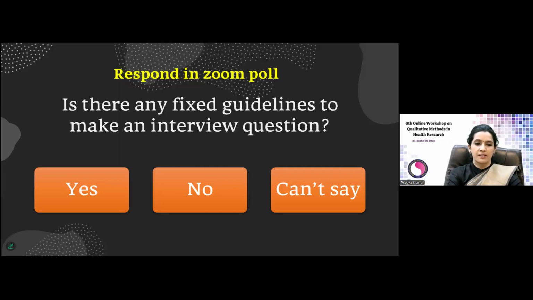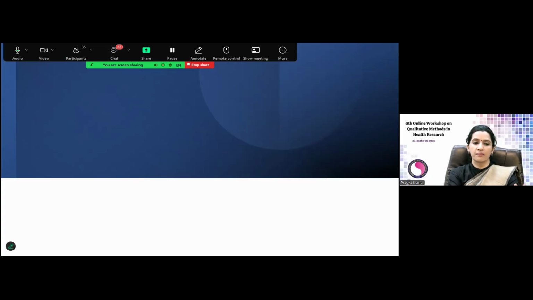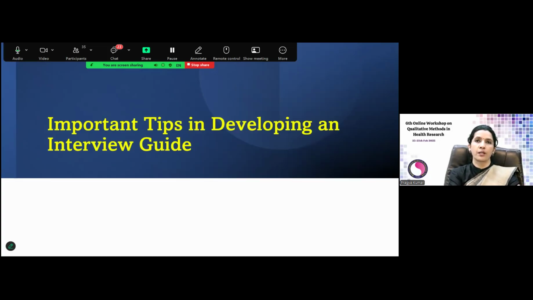So, is there any fixed guideline to make an interview question? Yes, very right. There's no fixed one. The interview guide of a qualitative research is very flexible, but you should remember some important tips if you are making an interview guide.